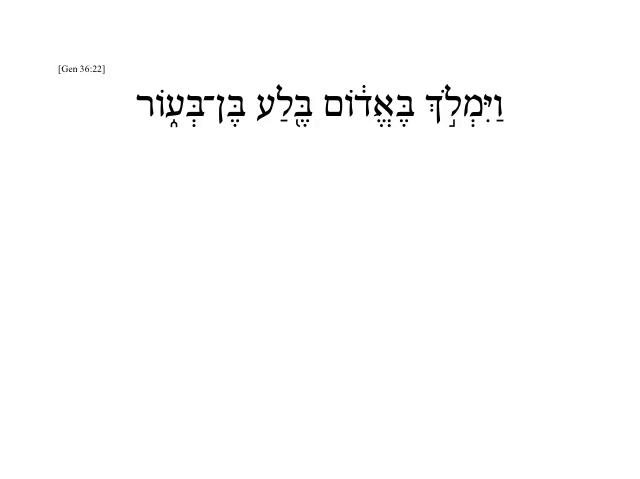Here's a rather straightforward example from Genesis chapter 36 relative to the kingly line of the Edomites. Vayimlok ba'edom Bela ben Beor. Now the subject is Bela, son of Beor, and the verb is and he ruled. So we can put the and he ruled, and Bela, son of Beor, ruled over Edom. That's just really a very simple sense for the verb.